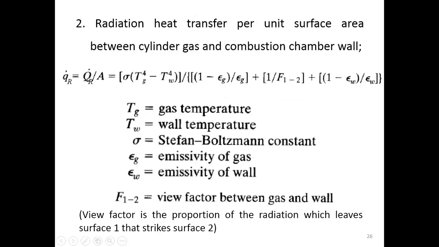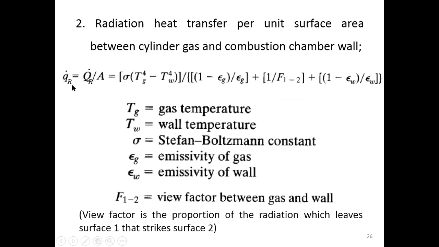So that is the first heat on the gas side, the convective heat transfer. The second heat is the radiation heat transfer. Again, we calculate it based on unit surface area. And this radiation heat transfer happens between the cylinder gas and the combustion chamber wall.